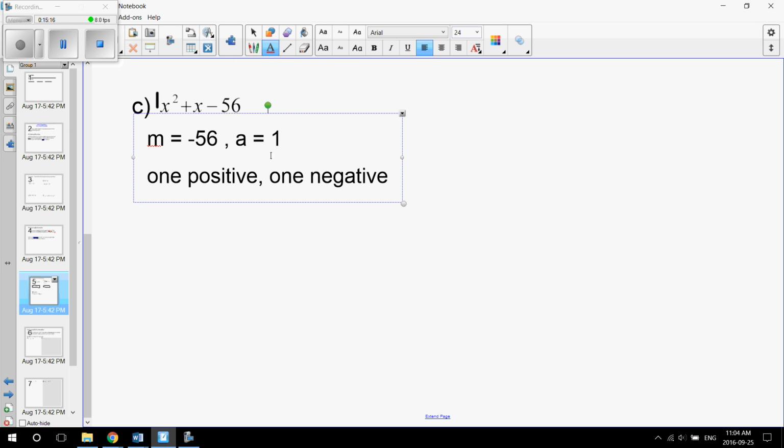So we know we have to have one positive and one negative. Then let's look at our add value. Our add value here is 1. These two numbers have to add up to 1. If we have one positive and one negative, and they have to add up to 1, we know that these numbers are going to be really close together. So again, if you can't see those numbers right away, just go through your options. Start with 1 and work your way up to all the different things that multiply to 56.